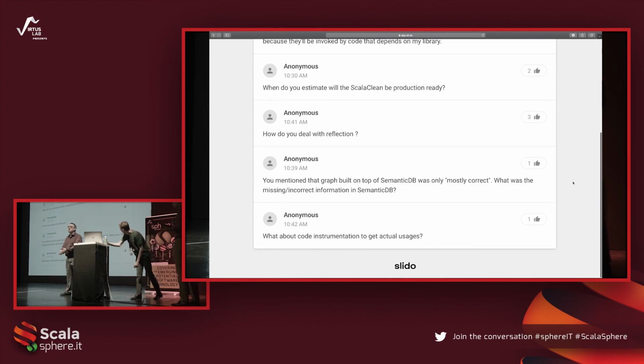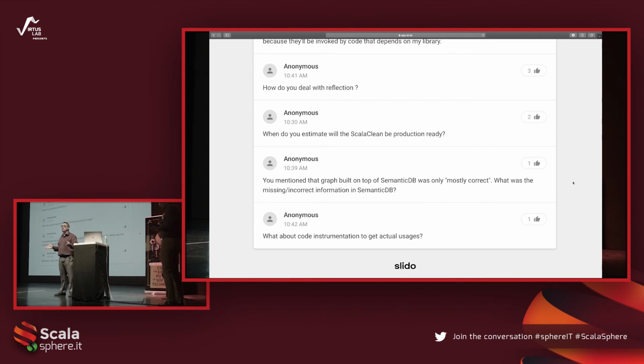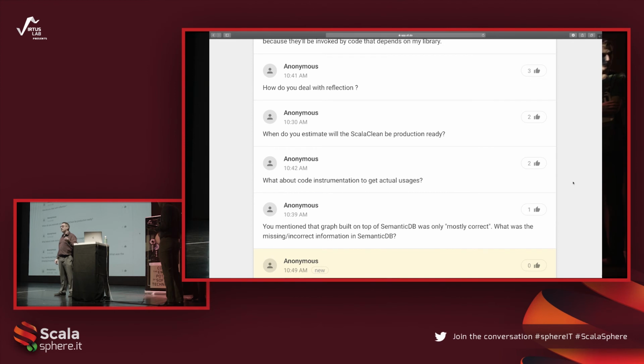I'm hoping that it'll be, so it is now runnable. I'm hoping that over the next month or so, it'll get to the point where the majority of cases will work out of the box. And then I think the challenge for this, like all tooling, is hunting the edge cases.